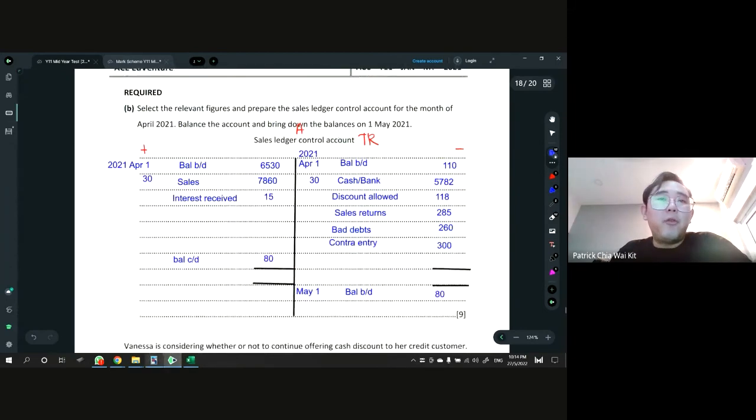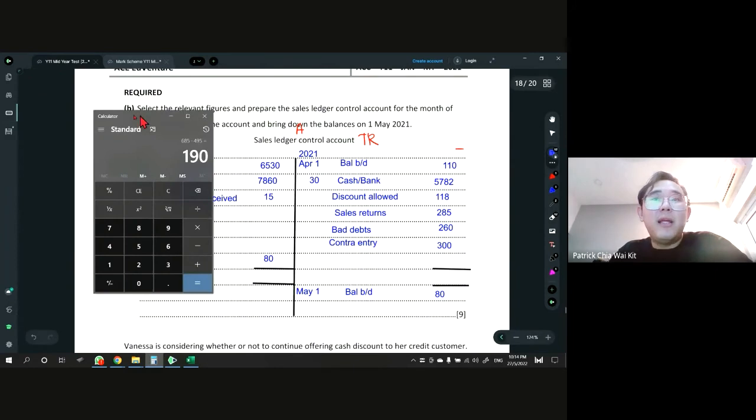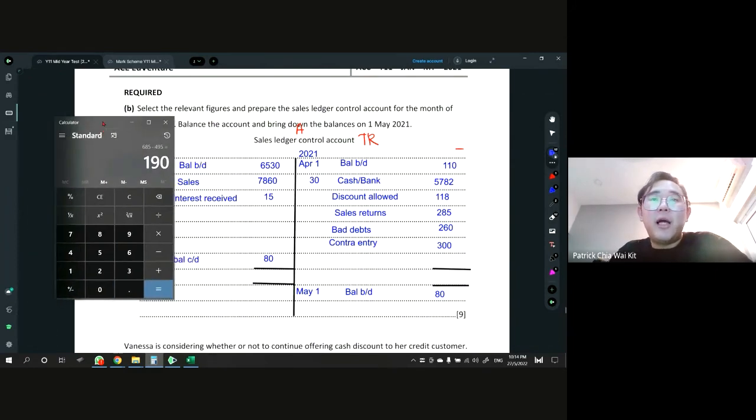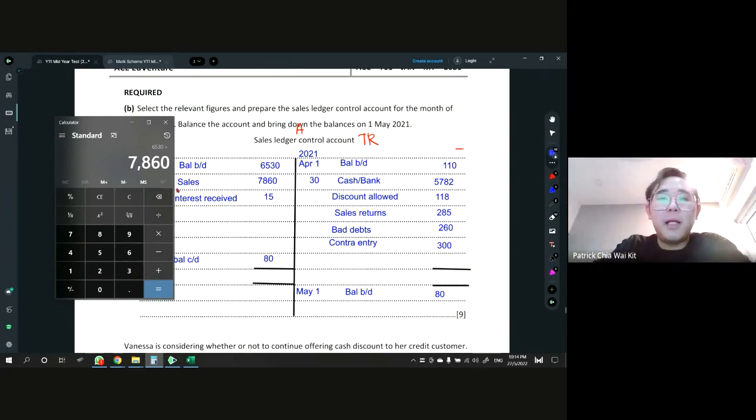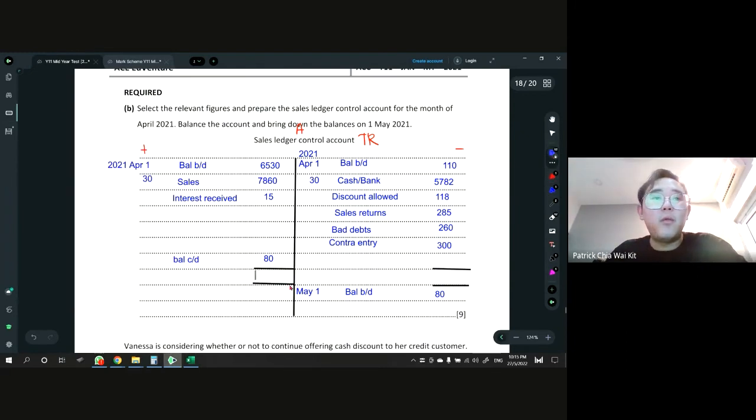All right. Now, moment of truth. Is it left side more or right side more? Seems like it's going to be left side more, because we're trying to find the balance CD on the other side. So left hand side more. 7860 plus 15, and plus also 80. Don't forget there's also 80 here. Total 14485. So this side is 14485, then the other side must be the same thing, 14485.